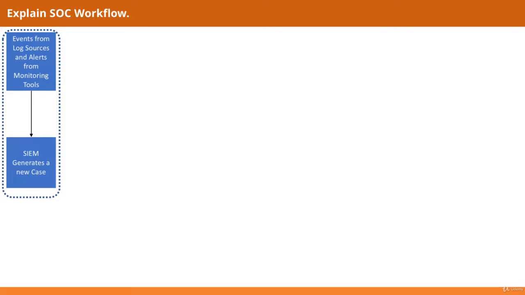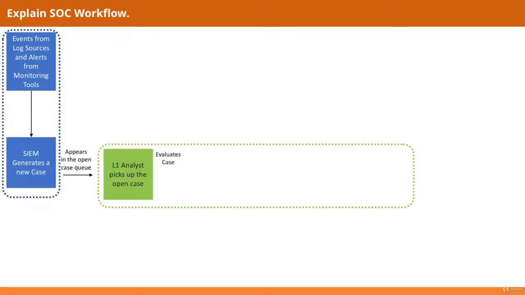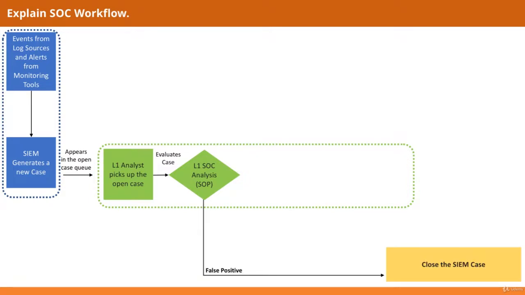Explain SOC workflow. It all starts with events from log sources and alerts from monitoring tools fed into SIM. SIM will do the correlation and generate new cases. All these cases appear in the open queue and will be picked up by L1 analysts. So the L1 analyst does the analysis using standard operating procedures, and he has three decisions to make. One is the case is a false positive, in which case he will close the case.